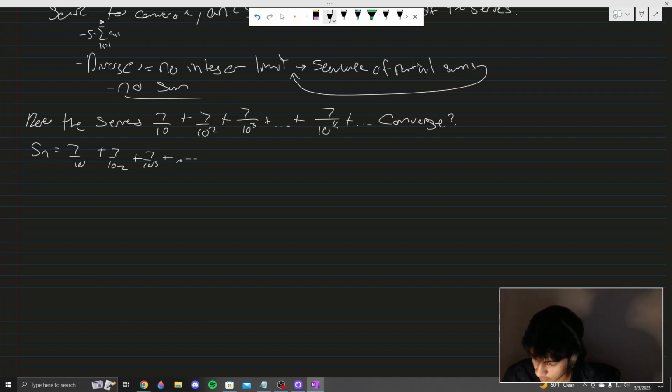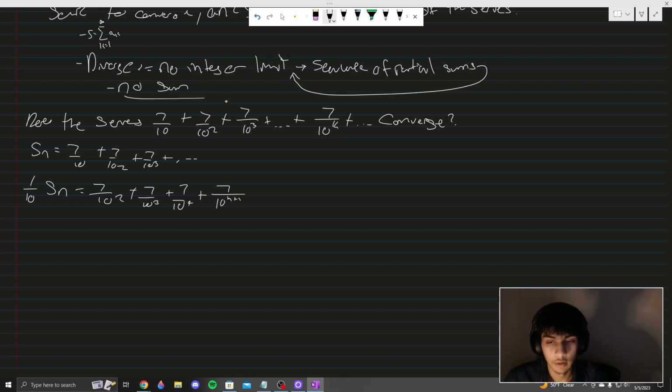So if we multiply through by 1/10, right? So if I do 1/10 S sub n, then I get 7/10 squared plus 7/10 cubed plus so on. So I eliminate the first term essentially, right? You can view it as eliminating the first term. All right, and then what I do by doing this is I get 7/10 to the n plus 1. All right, and this is a slight misrepresentation just because I should have a dot dot dot in here, and then obviously a dot dot dot here. Okay.